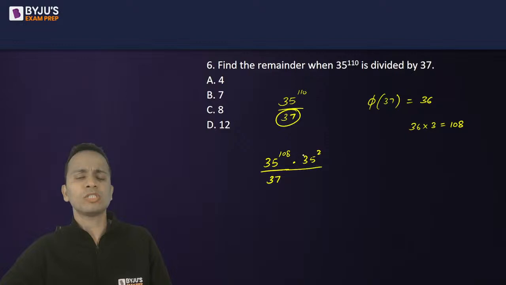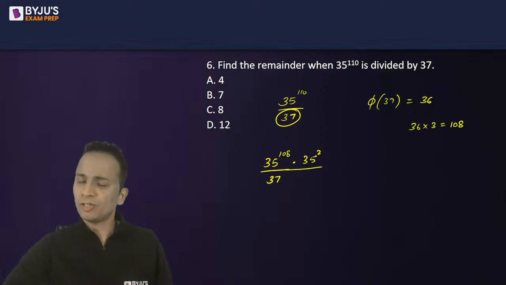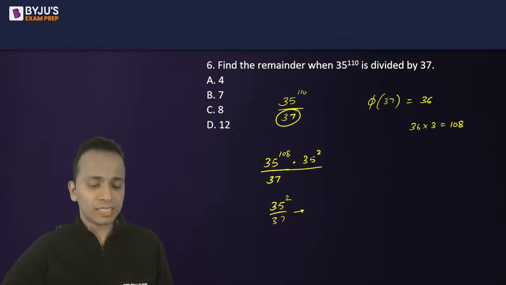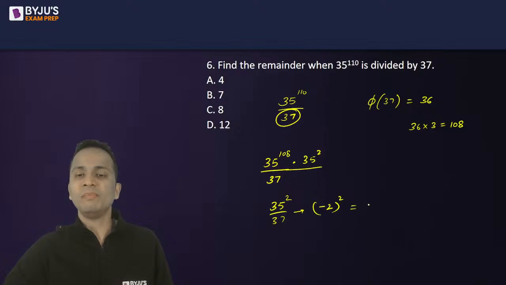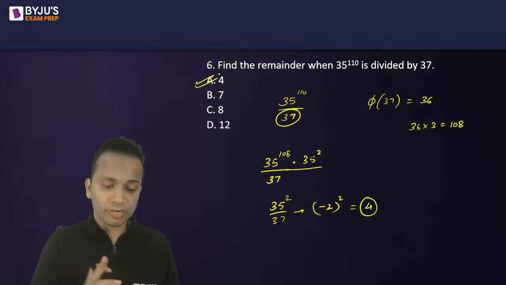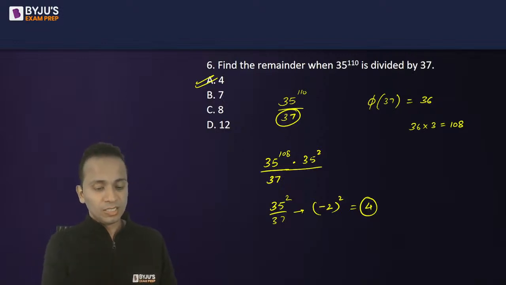Now I also have 35 raised to the power 2. So the total power was 110. So I'll break it into two parts: 35 raised to the power 108 multiplied by 35 square. Alright. So the first part will give me a remainder of 1. So I'll just look at the second part, 35 square when divided by 37. Now 35 when divided by 37 will give me a remainder of minus 2. Minus 2 square will be equal to 4. So option A, that is 4, is the correct answer.